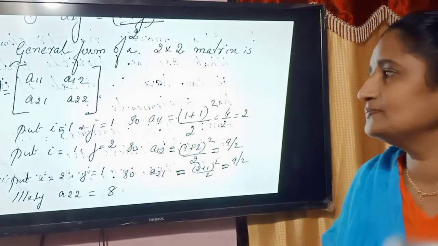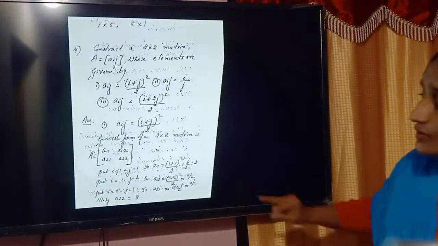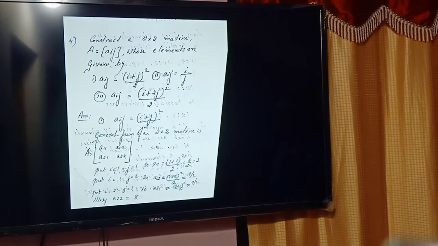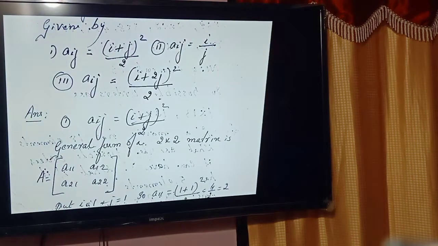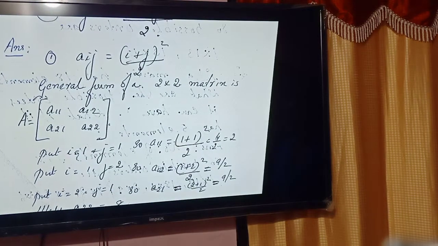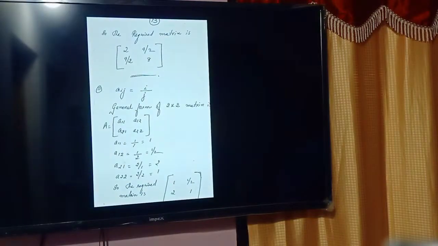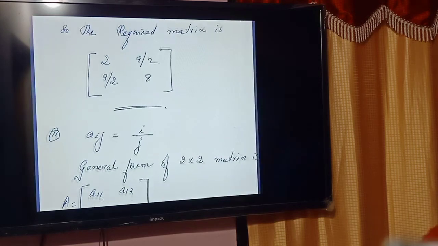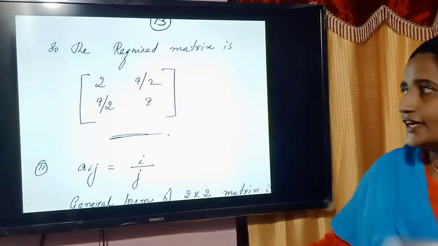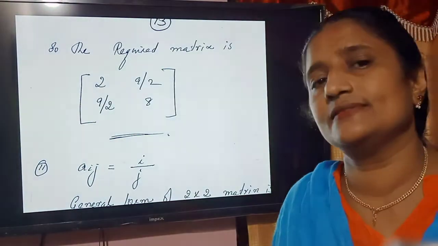Understood? Therefore, now we can write. Now, in these positions you can substitute the values: A11, A12, A21, A22. Therefore, the required matrix is 2, 9 by 2, 9 by 2, 8. Did you clear? A11, A12, A21, A22. This way we can construct a matrix.